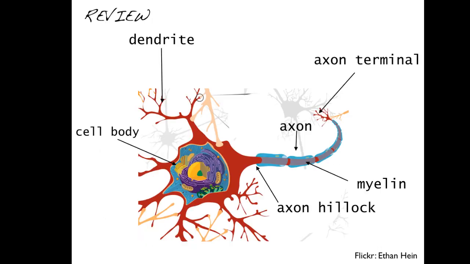In the next video, I'm going to discuss how an action potential is propagated down a neuron, how the signal is sent. You'll want to review resting membrane potential, electrochemical gradient, and the anatomy of a neuron before continuing on to that video.